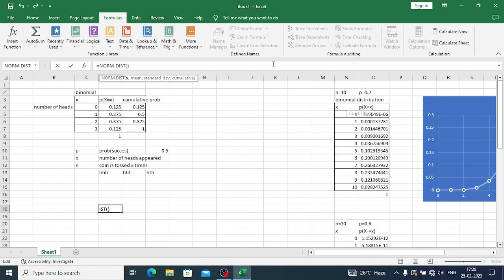So this is all about our probability distribution. With the help of Excel we can calculate it.